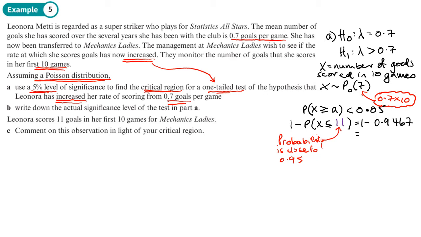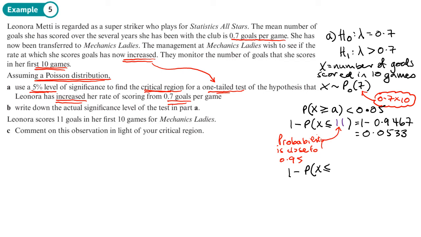1 minus 0.9467, I get 0.0533. Okay, that's close to 5%. Let's try the next one down. That's bigger than 5%. I really want to find the values either side of 5%.